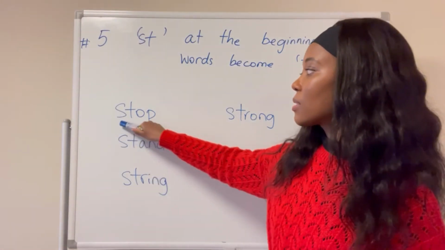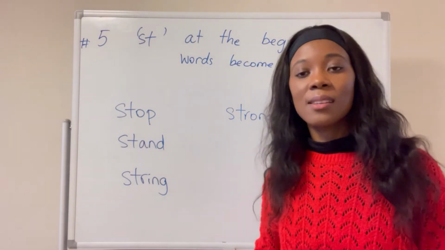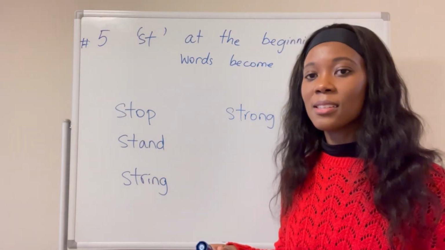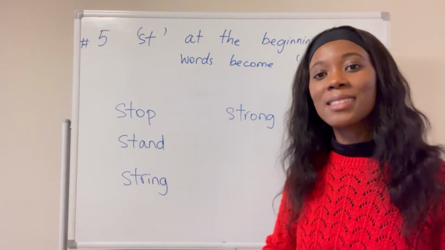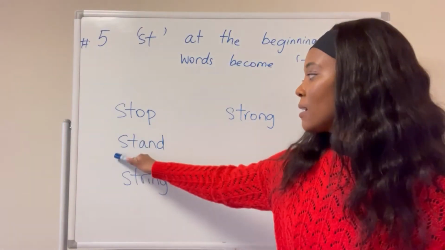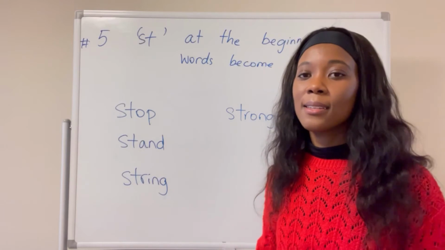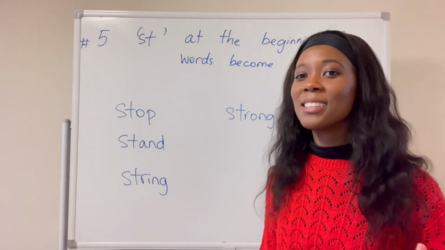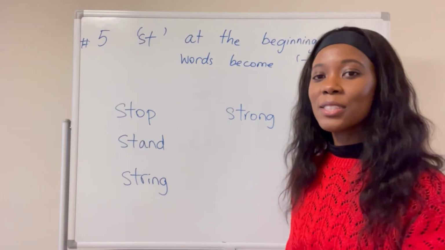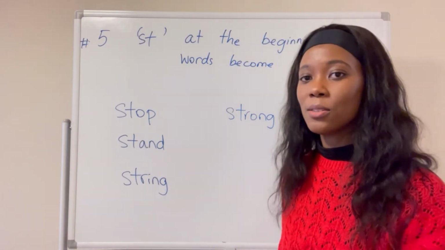For example, stop, tap in yuh eyes. Tap is the Patois for stop. Stop the noise, tap in yuh eyes. Stand, like tan ya yad. Stand, tan, like stand over there. Tan over deso.